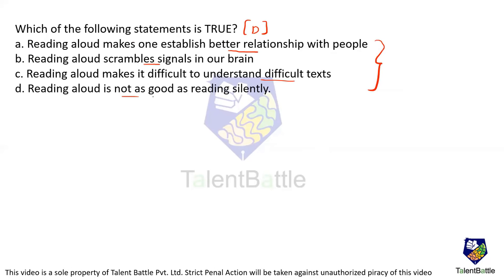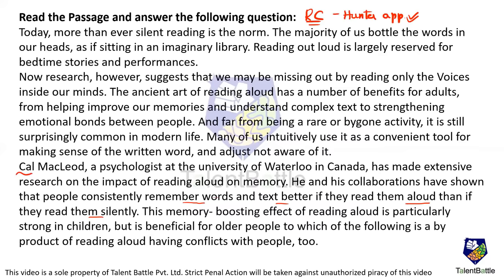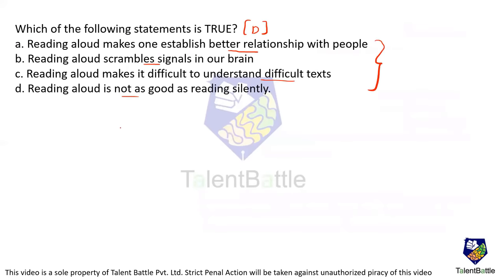Again, out of these four, what is given? This is directly given if I'm not wrong. What is that? If you observe over here, right? The ancient art of reading aloud has a number of benefits for adults, from helping improve our memories and understand complex text to strengthening emotional bonds between people, right? When we understand complex text, that helps us to build emotional bonds between people, right? So this is a direct statement that is given in the option. What is that? So reading aloud makes one establish better relations with the people, right? That must be option A.